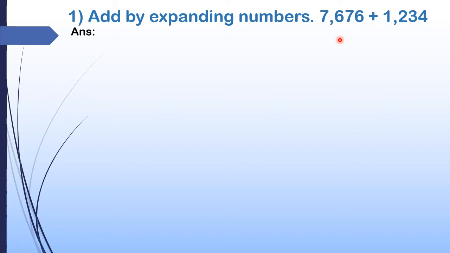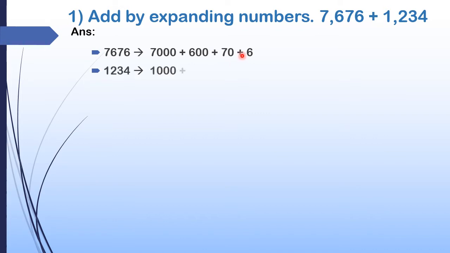What is the first step? Yes, the first step is we have to write the expanded form of the given numbers. So 7,676. The expanded form of 7,676 is 7,000 plus 600 plus 70 plus 6. Then the expanded form of 1,234 is 1,000 plus 200 plus 30 plus 4. Then what is the next step?